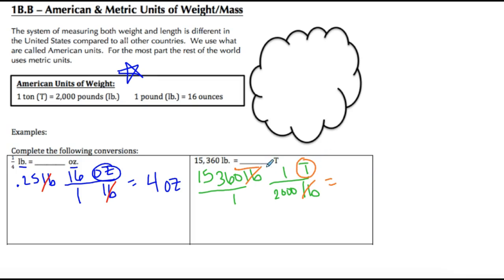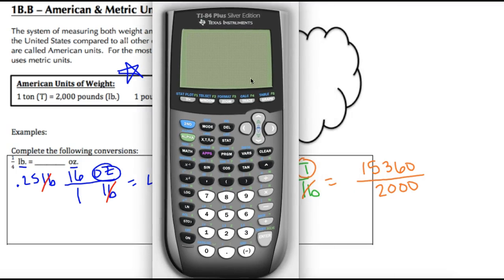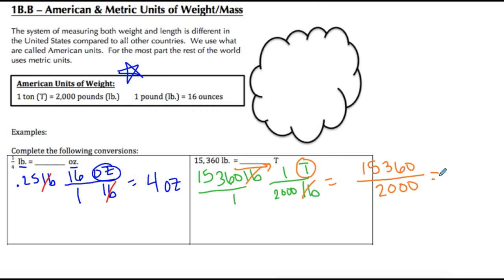I'm going to multiply straight across the top and straight across the bottom, and use my calculator to help me get that decimal. So I have 15,360 divided by 2,000. Remember that fraction line means divide. So this would be 7.68 or 7 68/100ths. Let me erase that and write it neater so that everybody can copy it down correctly. So 7 68/100ths of a ton.